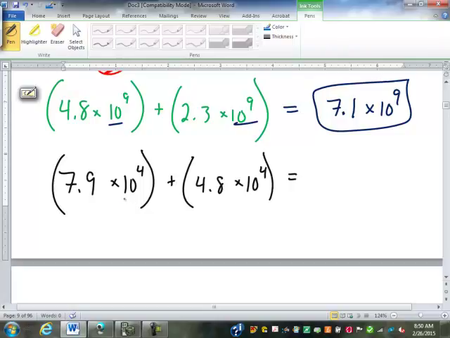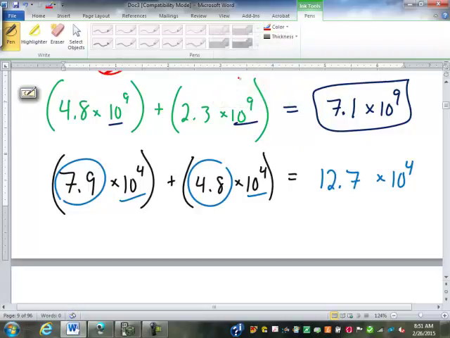Okay, so now we have the same power of 10. So we have the same name. So this is going to be 10 to the 4th. We're going to combine the count. 7.9 plus 4.8 is 12.7. Now I'm going to argue we're not done there. Can anybody tell me why? The decimal's in the wrong spot. We can only have one digit in front of the decimal point. We have to change this to 1.27.